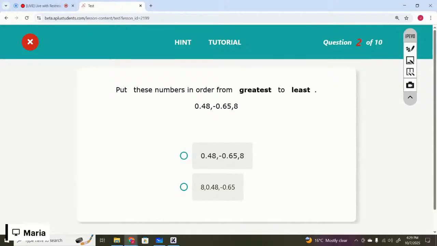Put these numbers in order from greatest to least. 0.65 is the least one and 8 is the greatest one. So that would be 8, 0.48 and negative 1 by 25.